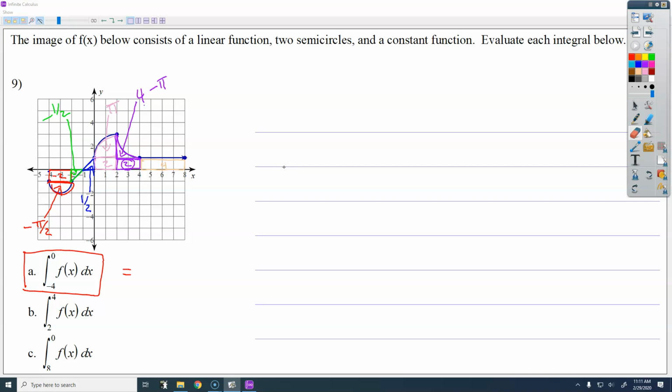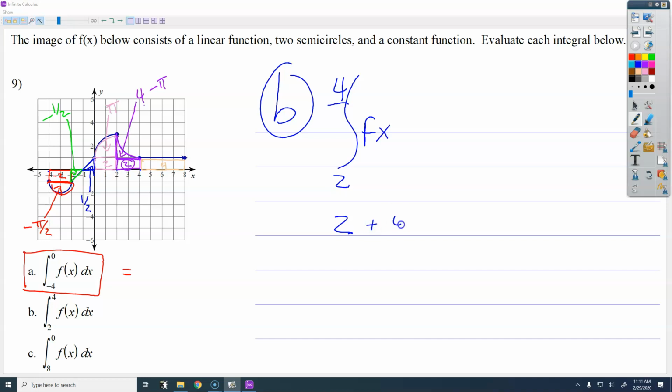Okay. Part B. Part B asks us to go from 4 to 2 for our function. I'm sorry, from 2 to 4. So that's the purple region only. So in the purple region, as you guys can see, we have the little rectangle on the bottom, which is 2, and then we have the wedge on the top, which is 4 minus pi. So altogether, that little region is 6 minus pi.